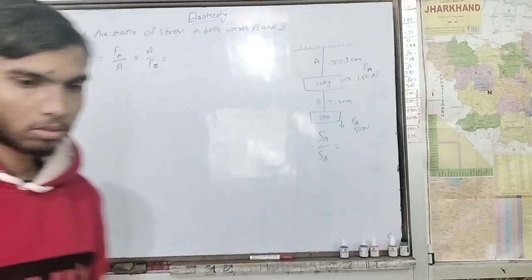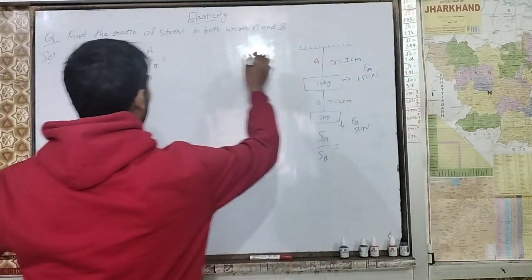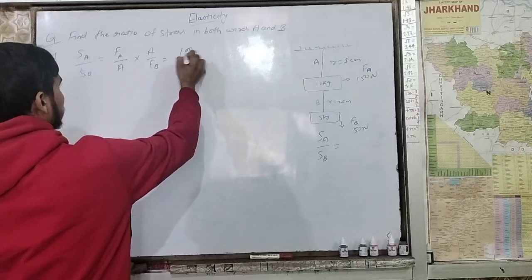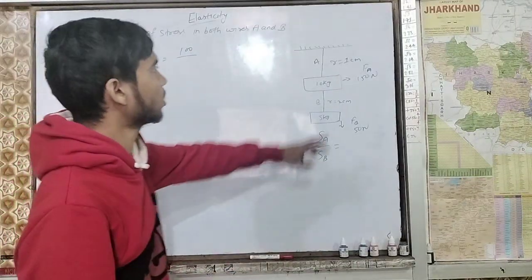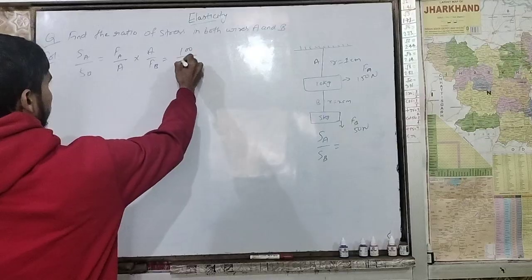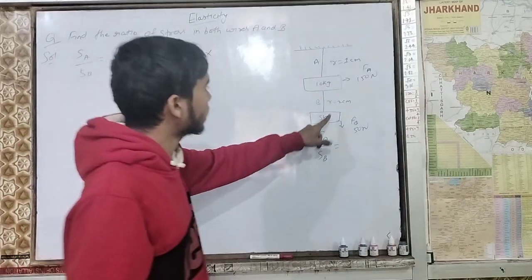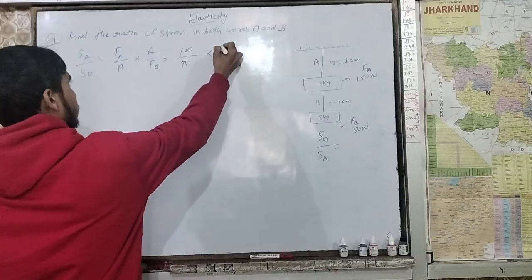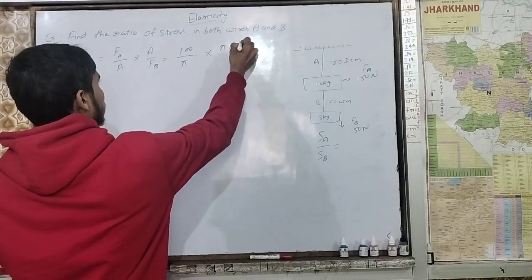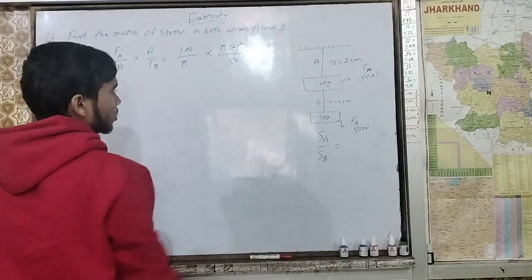So look, brother. F is how much? 100 Newton. And A is how much? 1. So pi only multiplied. Here area is how much? 2. So it will be pi times 2 raised to power 2. And force is 15.